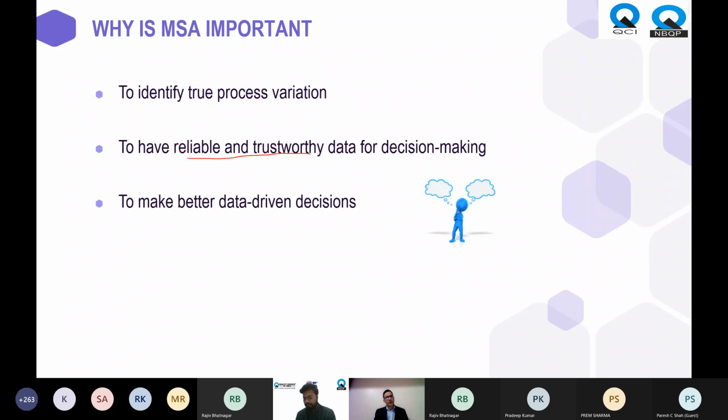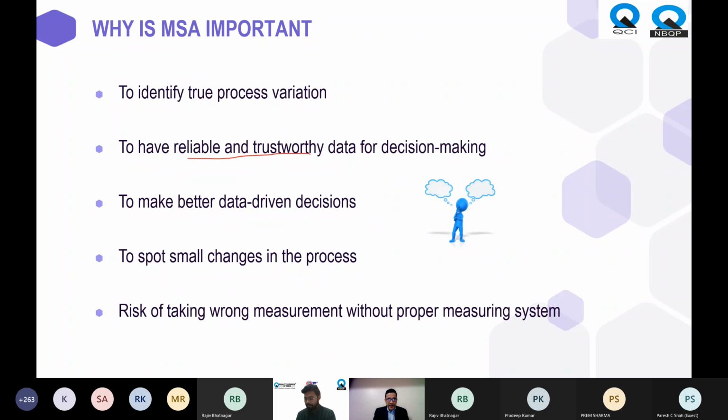Because whenever we talk about any process improvement journey, of which MSA and SPC are part, it is all based on my data. It also helps us to spot small changes in the process. If my process is deviating, MSA is going to tell me my process is deviating, to what degree it's deviating, and whether to accept it or not. All this measurement system analysis is going to tell me. Then there is the risk of taking wrong measurements without a proper measurement system. MSA is going to avoid that risk, because MSA will tell me whether to accept that data or not.